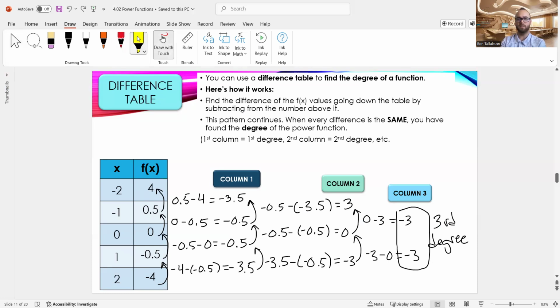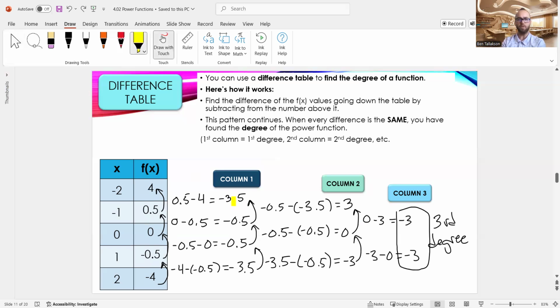You find the difference of the f of x values, so these values right here, going down the table by subtracting from the number above it. So as you can see with these arrows, you do 0.5 minus 4, 0 minus 0.5, negative 0.5 minus. You get the idea. Don't forget any negative signs. Right here, there's a double negative. We need both of them, okay? So right here, I'm just showing what you're subtracting and making sure you're not doing 4 minus 0.5 or 0.5 minus 0. You're subtracting up.